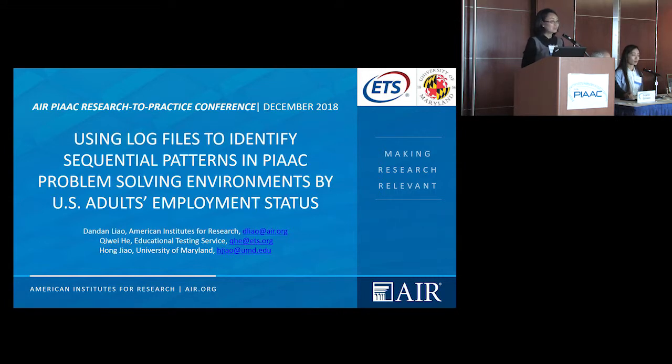Actually, log files are not that strange to everybody now. As Irvin already mentioned, in PIAAC Cycle 2 there will be more access to the log files and the process data. So today I want to shed some light on what kind of process data can tell us and what kind of research study we can use them for.